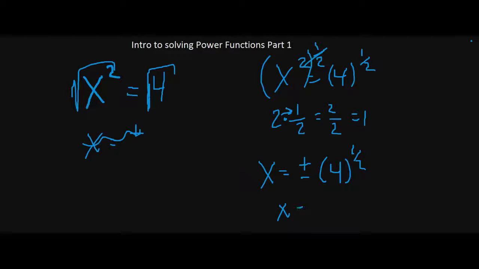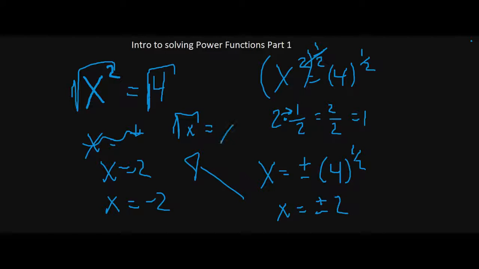And we get x is equal to, now if we compute that, plus or minus 2. The exact same thing that we got over on this side. We got x is equal to 2 and x is equal to negative 2. Alright, remember we learned the square root of x is the exact same thing as x raised to the 1/2. It does the exact same thing.